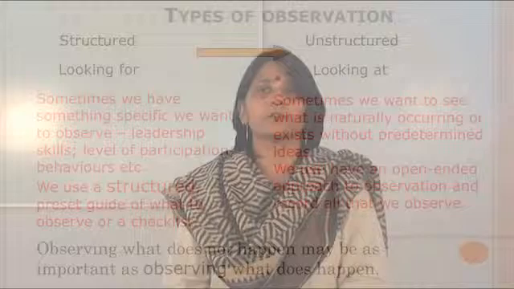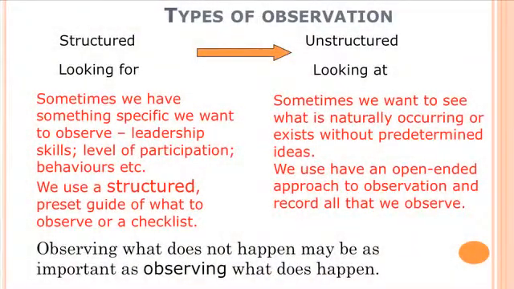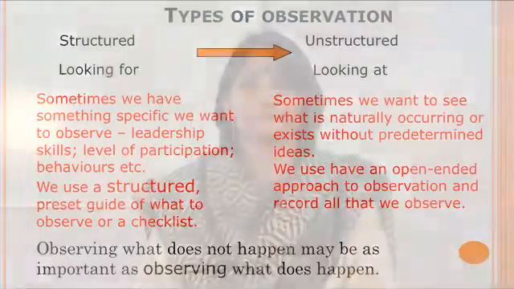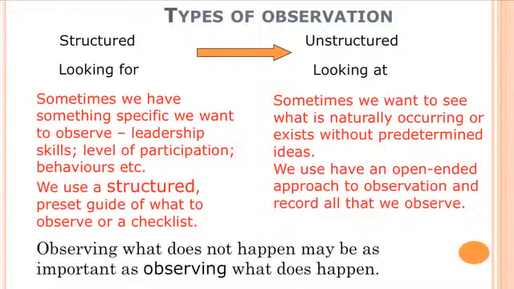In an unstructured observation, sometimes we want to see what is naturally occurring or existing without predetermined ideas. We have an open-ended approach to observation and record all that we observe. For example, if you are in a class and looking at behaviors, then everything that the child or student does in the classroom, that is what we record. So observing what does not happen may be as important as observing what does happen.